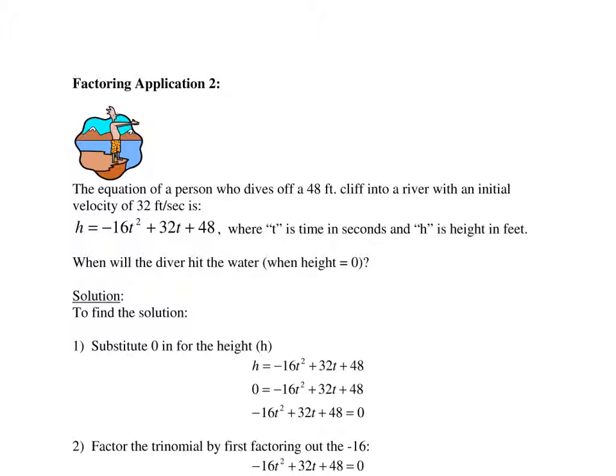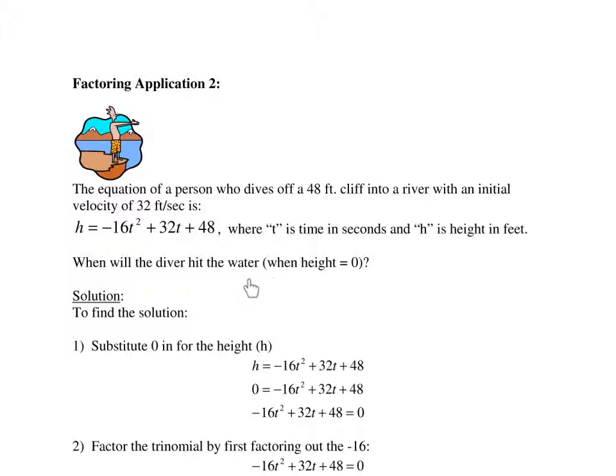All right, factoring application 2. The equation of a person who dives off a 48-foot cliff into a river with initial velocity of 32 feet per second is h equals negative 16 t squared plus 32t plus 48. A person who dives off a 48-foot cliff is a little bit off, I think, but that doesn't have anything to do with the math. Where t is the time in seconds and h is the height in feet. So the height in feet is dependent on how long, or the time, since the person flew off the cliff. So negative 16 t squared plus 32t plus 48.